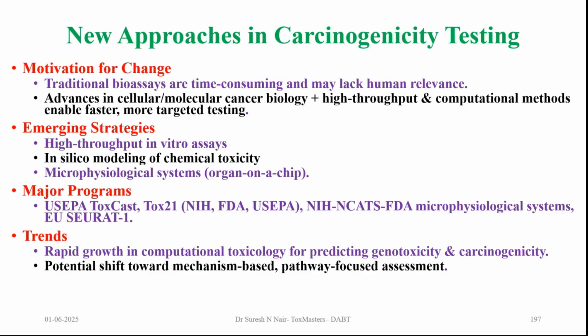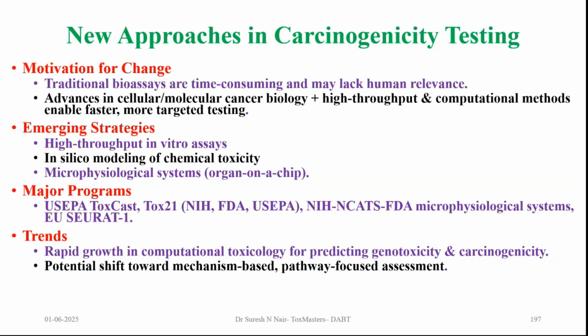Then the new approaches in carcinogenicity assay, as given in the textbook. The motivation for the change is that the traditional bioassays are time consuming and may lack human relevance. Even when we do rodent studies, the results may not be replicated as well in human beings. And advances in cellular and molecular biology, high throughput and computational methods enable faster and more targeted approaches. The emerging strategies include high throughput in vitro bioassays, in silico modeling, then microphysiological systems like organ on the chip models. These things are as given in the Casarett and Doull textbook.